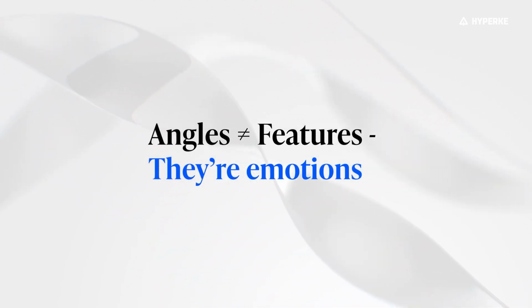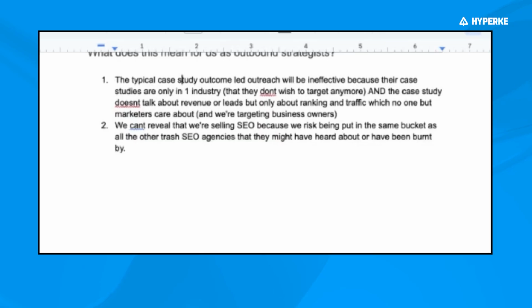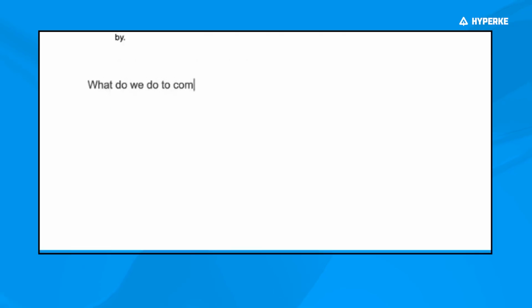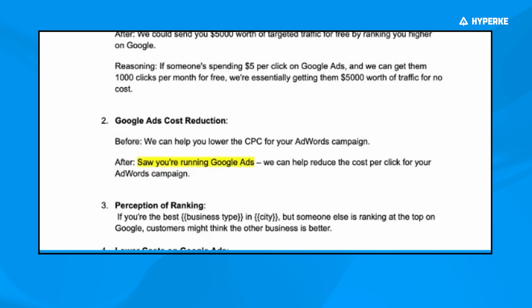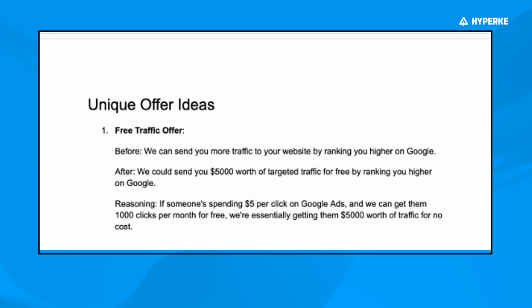the unique components of their service and thinking about, let me just write down instructions. So what do we do to come up with new angles? Look at various aspects of the service, examine all the deliverables, understand what your ICP really cares about or could potentially be interested in. So this one, the first one, allowed us to come up with so many of these, like free traffic, which is the value of our service, right? So just break down all of the deliverables, see if there's anything that can be leveraged.